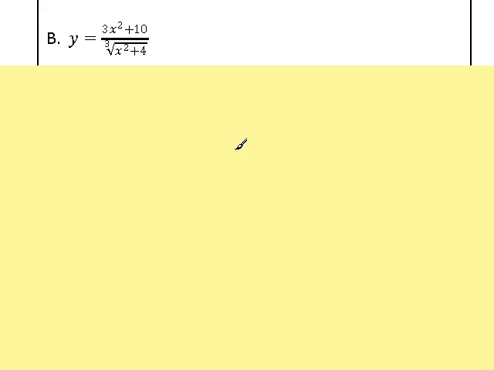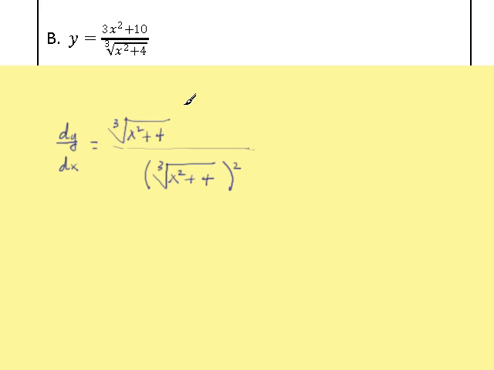In part B, we have a quotient, so we're going to use the quotient rule. So first we square the denominator. We'll just write it like that. And then put the denominator right up here, times the derivative of the numerator, that would be 6x, minus the derivative of the denominator.